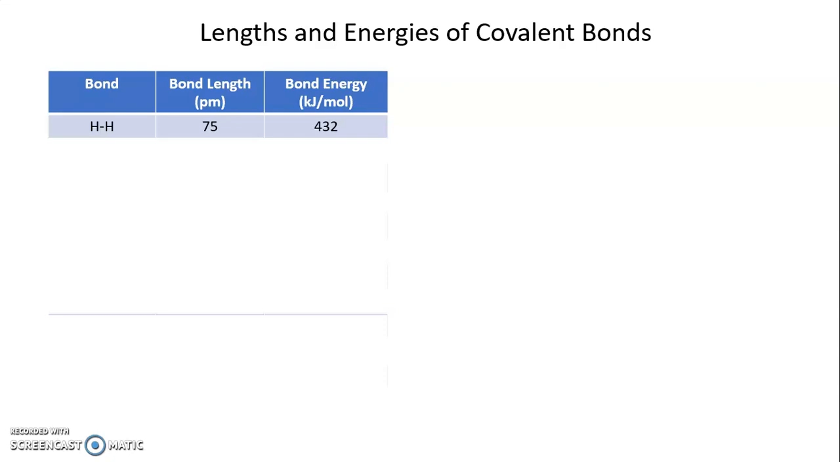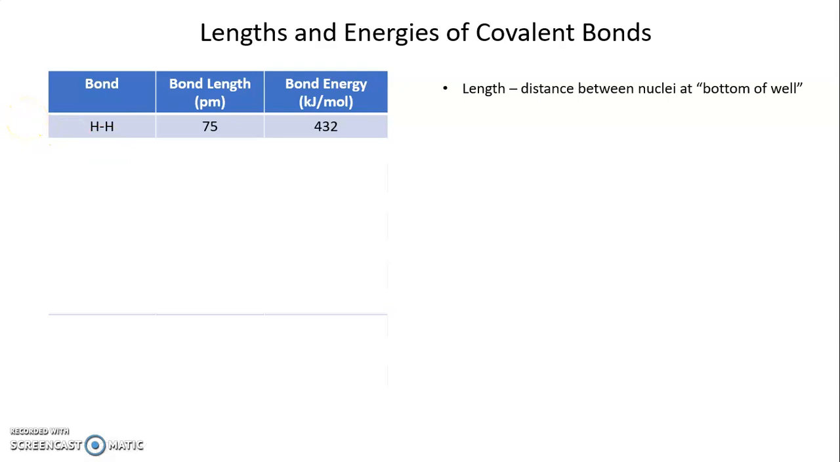Okay, so hydrogen is a pretty small atom. It's in the first row of the periodic table, so that means that two hydrogen atoms can get pretty close to each other when they're forming a covalent bond, and that 75 picometers is about the shortest value you're ever going to see for a bond length. And the bond energy 432 is one of the highest energies you're going to see for a single covalent bond.